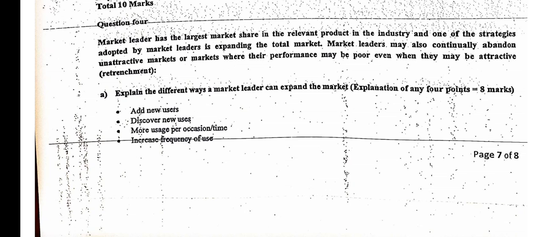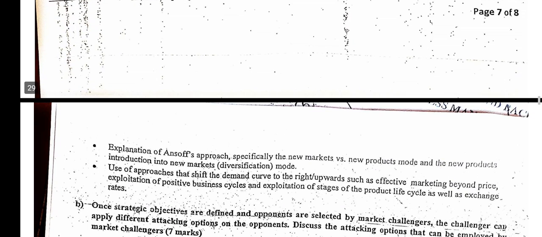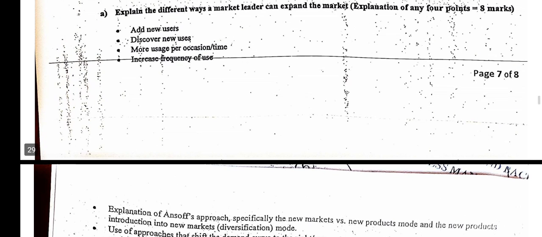They are very many and random. Yeah, you can give any answer as long as it makes sense to you. First, add new users, discover new uses, more usage per occasion or time, increase the frequency of use. Explanation of Ansoff's approach, especially the new markets versus new product mode. Yeah, we explained it in Ansoff's approach under strategic management. So you can also bring it here because it brings out the ways of expanding the market.